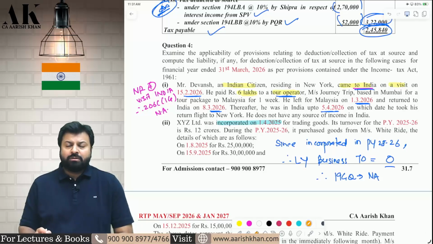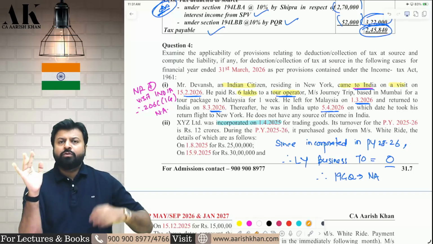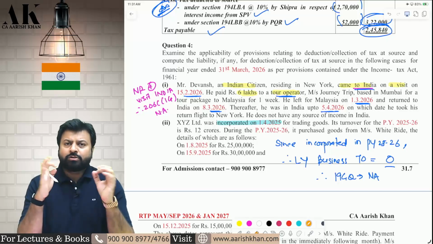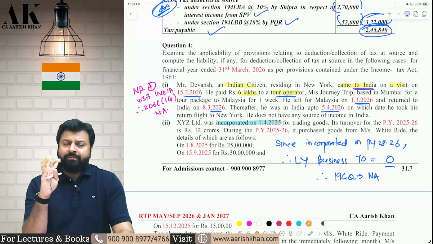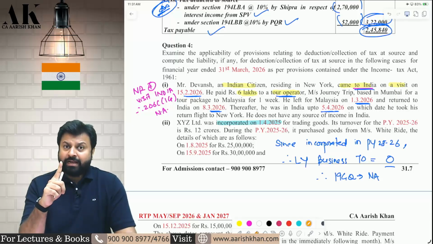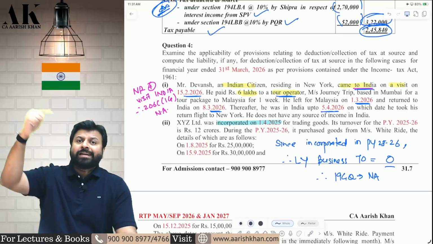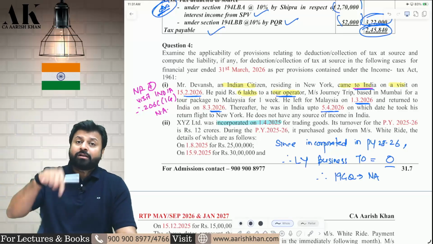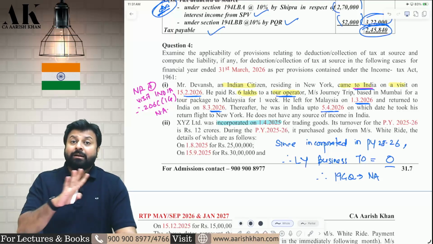Question number 4. What is question number 4, sir? Pay attention please, all of you. Question number 4 is on TCS. See what happens generally. If you go to a tour operator for an overseas tour package and program, and if you book any tour, then up to 10 lakh rupees, they will collect 5% TCS, and above 10 lakh rupees, they will collect 20% TCS. But there is some relaxation for non-resident. If a non-resident is coming to India for a visit, and then is booking an overseas tour package and program, for that there is a complete exemption, remember.